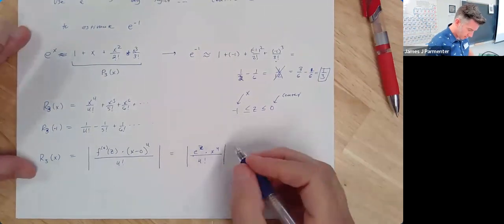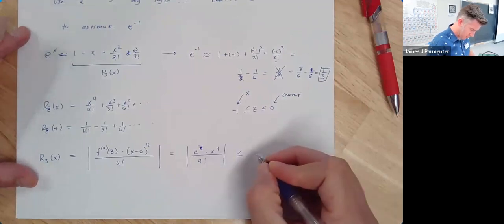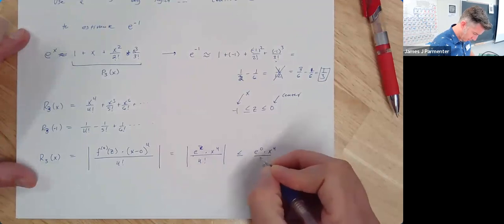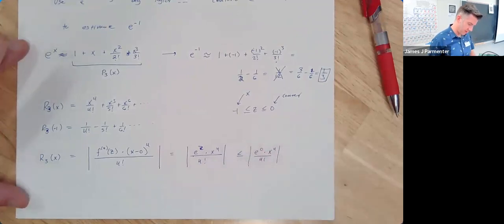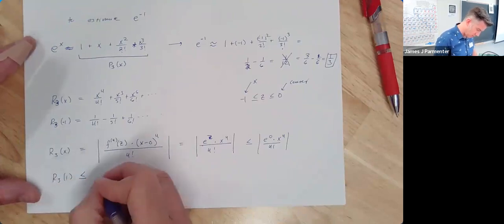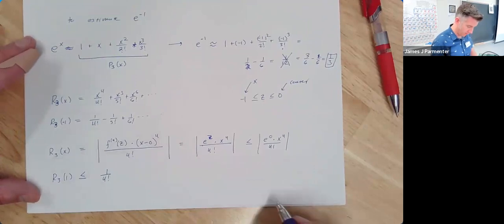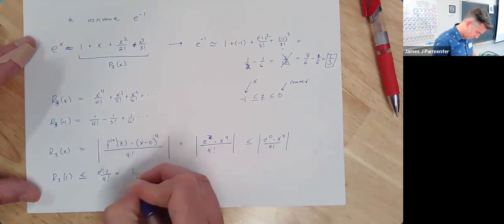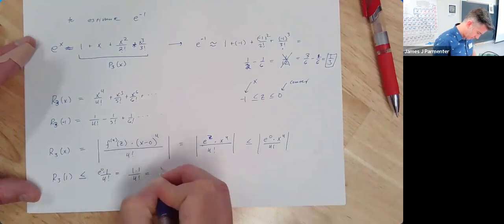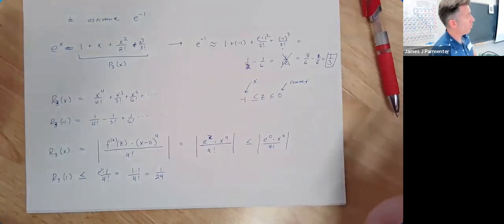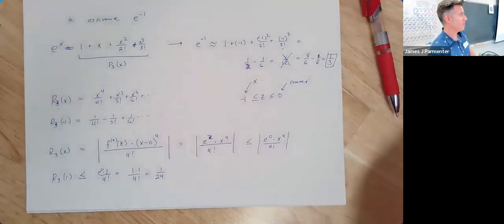So here, we're going to say this is less than or equal to e to the 0 times x to the 4th over 4 factorial. All right, I forgot to plug in the x value. So my R3 of 1 is going to be less than or equal to just 1 over 4 factorial. I'm plugging in the 1 for x. Should have picked a different number so the answer came out different, but oh well, it came out the same as the previous question. Sometimes that happens.